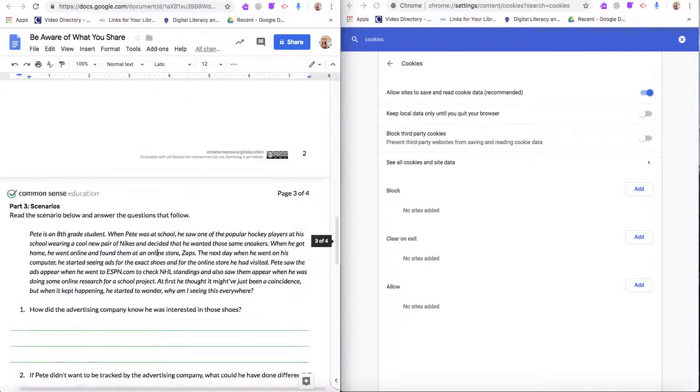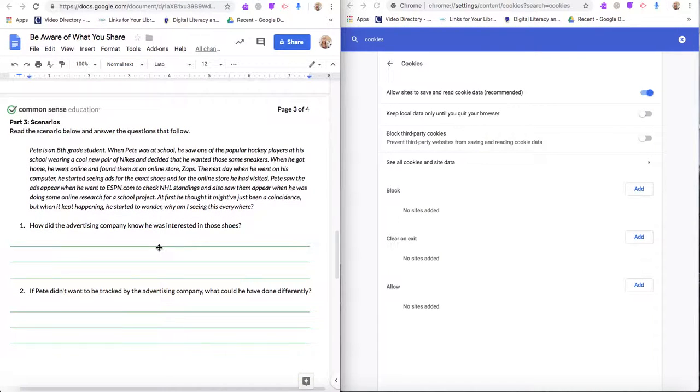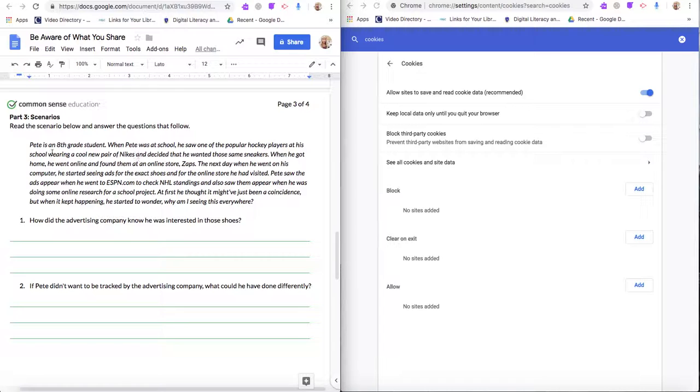Then we're going to scroll down to part three, scenarios. Some of the important stuff here is that we have a boy, Pete, and he's looking for sneakers, and he found them on an online store, Zapp's. The next day, when he went on his computer, he started seeing ads for the exact shoes and for the online store that he had visited. So how did the advertising company know he was interested in those shoes? Well, think about what we just did over here with unchecking allow sites to save and read cookie data. So probably Pete didn't do that. That's important information for question one.